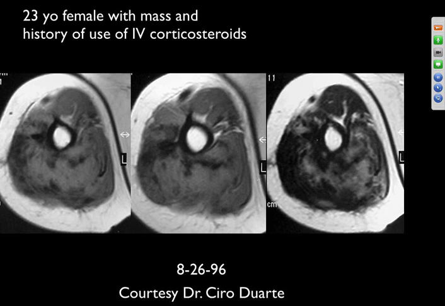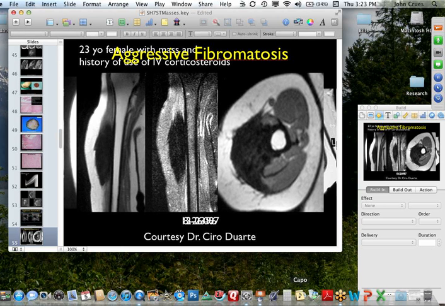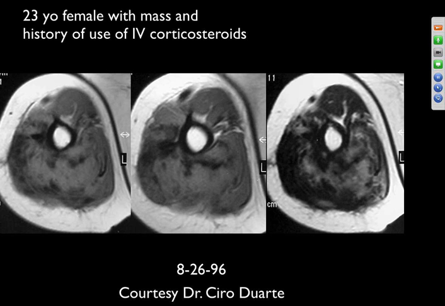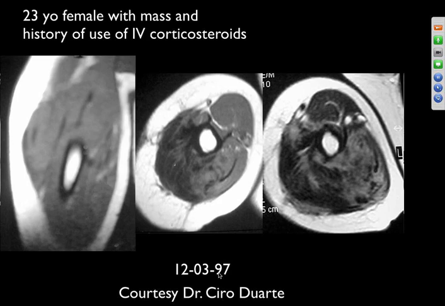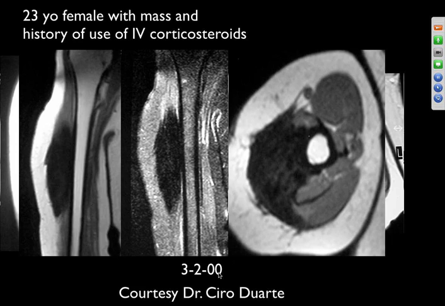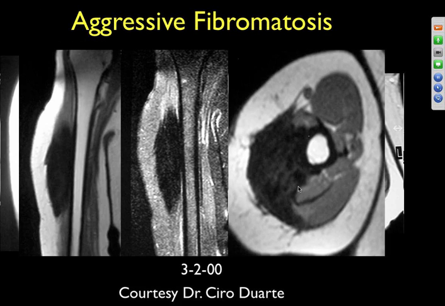23-year-old female, history of IV corticosteroid use. So we see a very ill-defined, fairly diffuse area of mass or abnormal muscle signal throughout the posterior aspect of the upper forearm. Same thing, I guess. More of the same. Obscurities of low signal. So this could be another fibrous process such as fibromatosis.